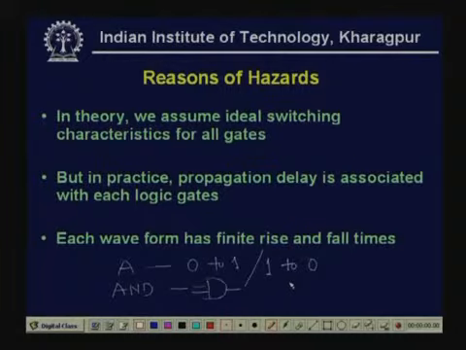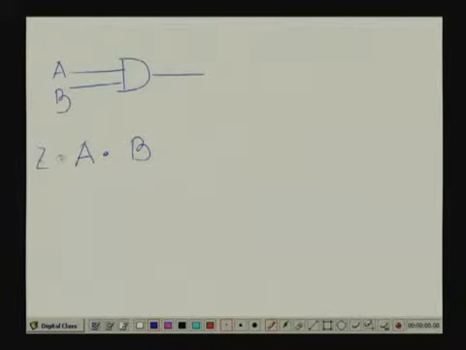Now, whatever the thing, say I am taking a 2 input AND gate, or this is A dot B, say the A dot B operation. So, Z equal to A dot B operation. Now, in practice, or in real life, it will take some time. For a gate, we are calling this time the gate delay or the propagation delay.